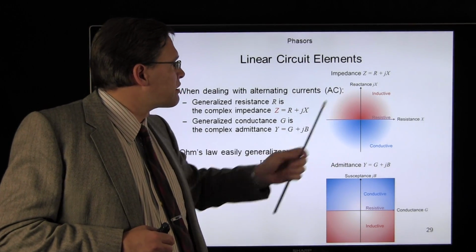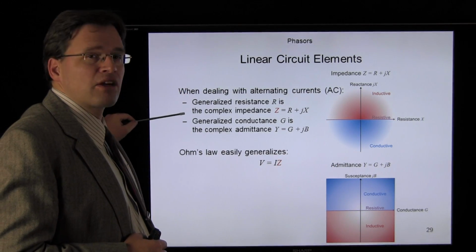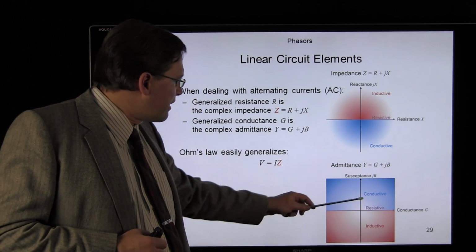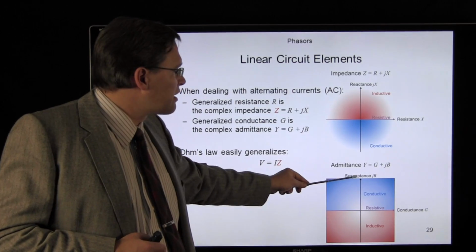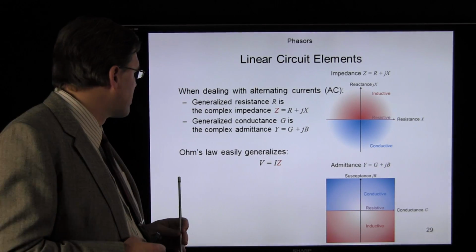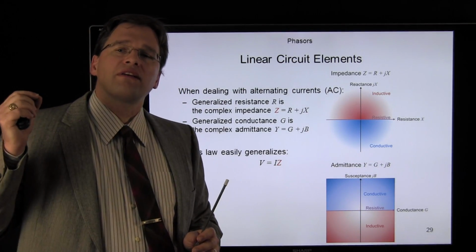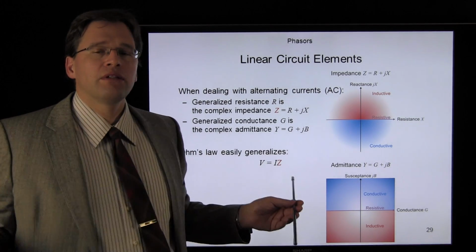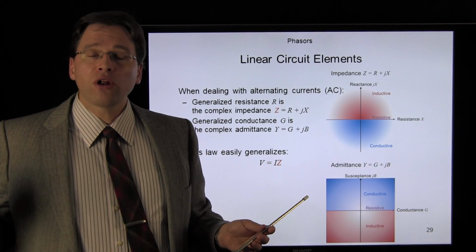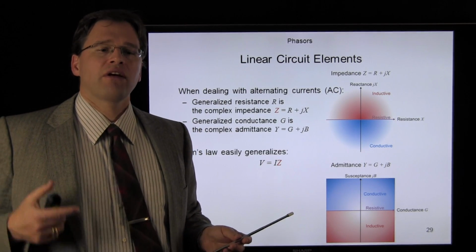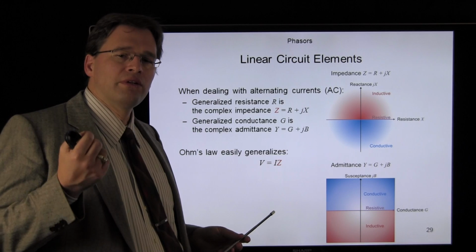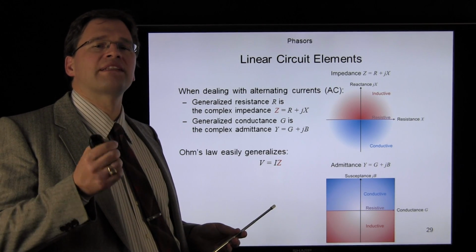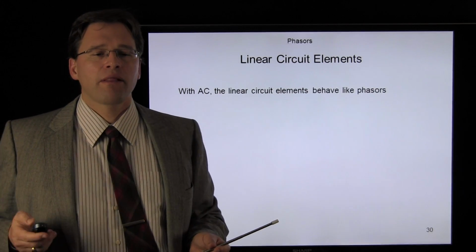Generalized resistance, complex resistance, is called impedance. So it's resistance plus a reactance. Generalized complex conductance is admittance, and it is conductance plus an imaginary susceptance. Now Ohm's law was voltage is equal to current times resistance. Well, in this case, for alternating current, it remains unchanged. Voltage is equal to current times the complex resistance, or the complex impedance.